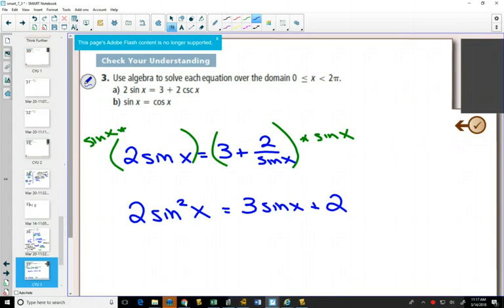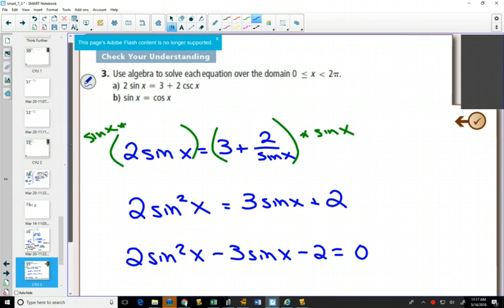But now what do we have? We have an equation we've solved before. It's a quadratic equation. It has sine squared. So now we have to say, I solved lots of quadratic equations. What do I do with quadratic equations when I want to solve them? I want to factor. I have to make one side equal to 0. So we'll do that. We'll move the 3 sine x over and the 2 over to make one side equal to 0.